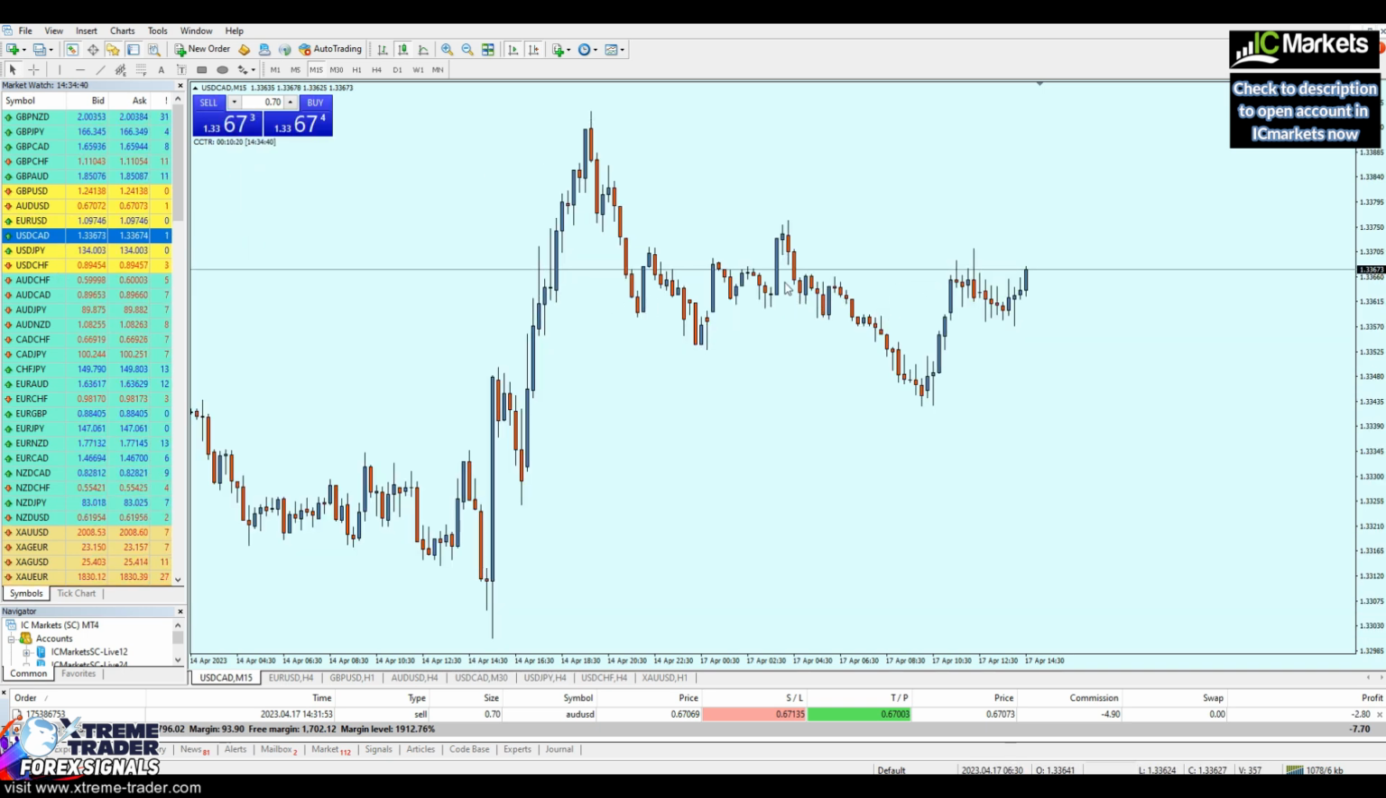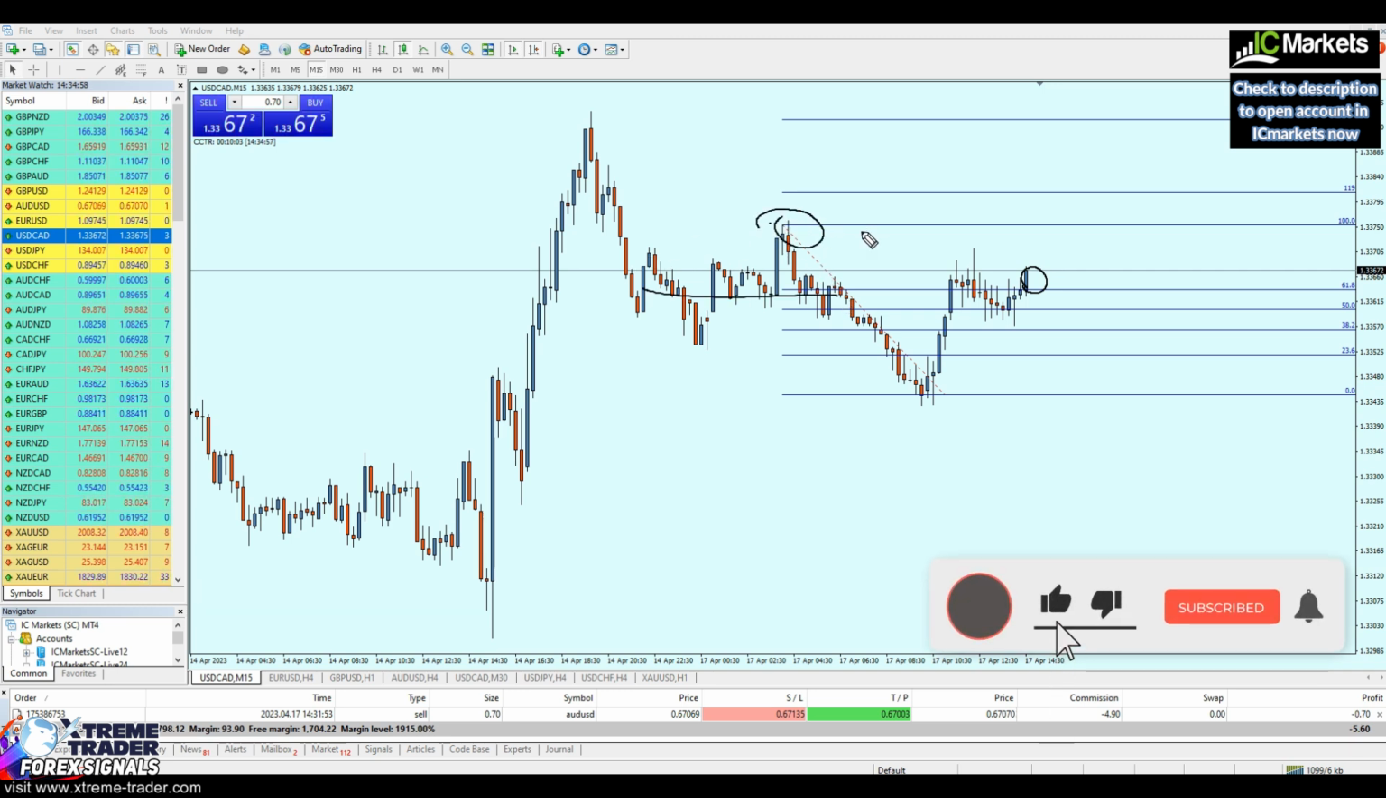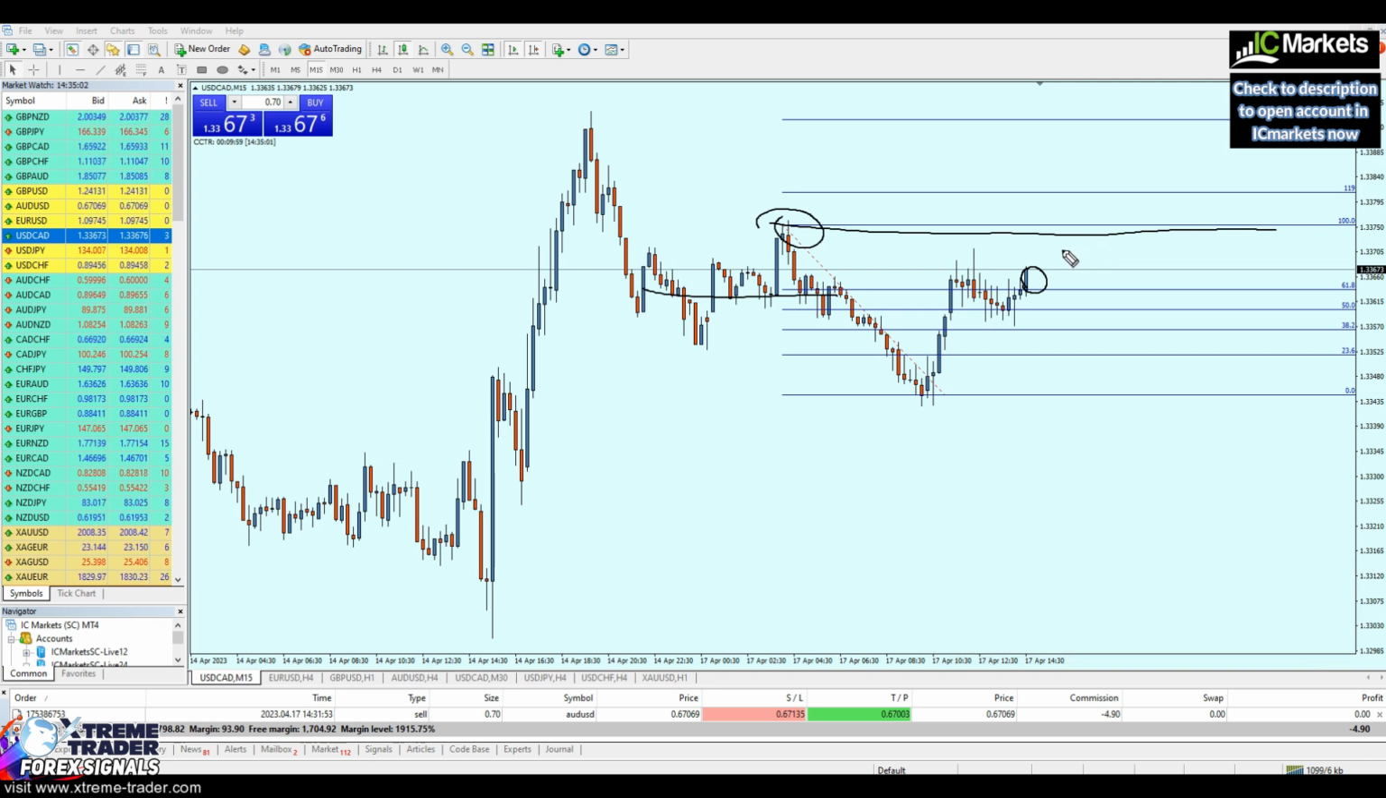USDCAD also, I think if we check the Fibonacci retracement, it's on 61.8. Nope, it's actually breaking out from 61.8. Therefore, selling right here is not going to be smart. Also on the left side, we don't see a real level of resistance. We have the real level of resistance right here at Fibonacci 100, where I have drawn my Fibonacci retracement.